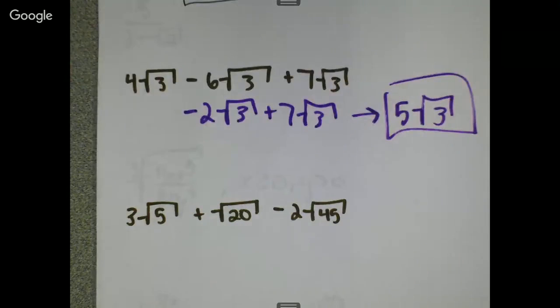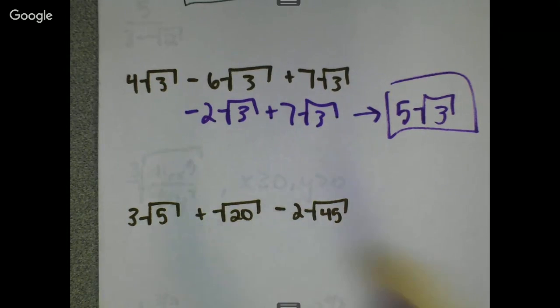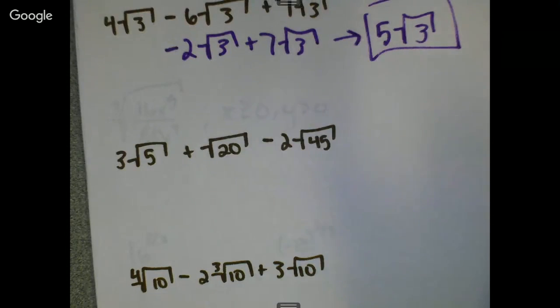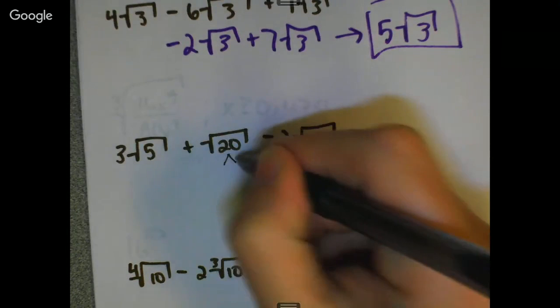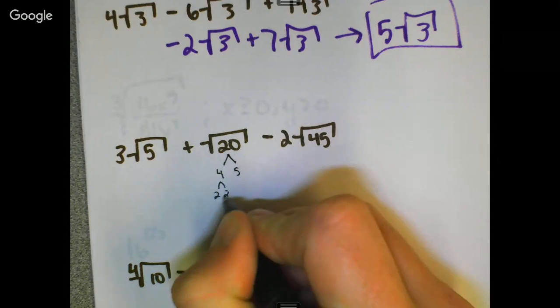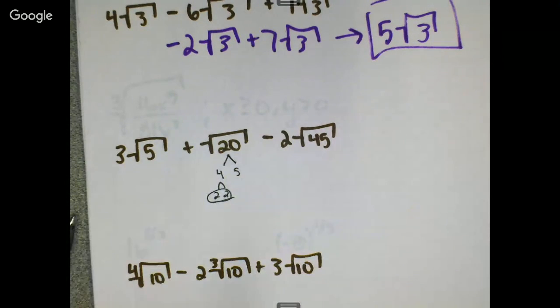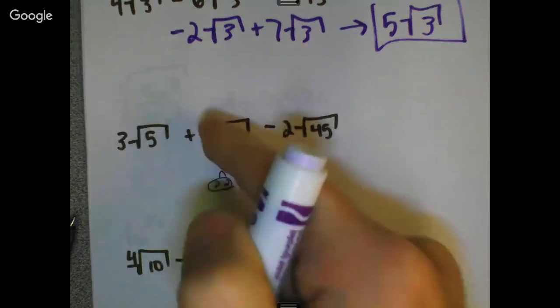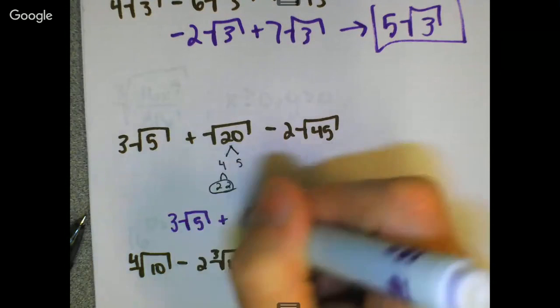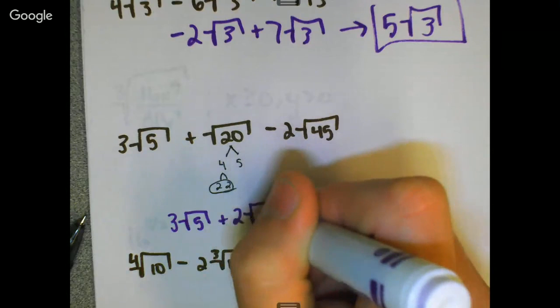Not always will they give you your radicand to be the same, like down here. These are not the same, so we have to see, can I make them the same? Break that down to 4 and 5, 2 and 2, so there's a power of 2. So there's a group of 2, which I needed for my index. So we have 3 radical 5, 2 radical 5. So those are like.